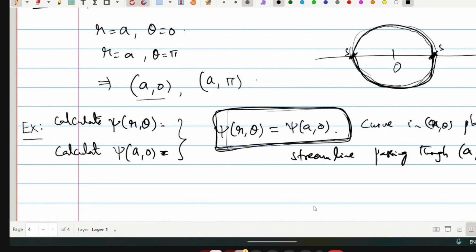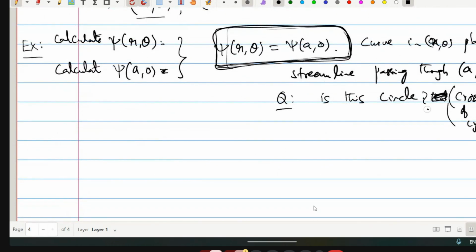Can you get this streamline and see whether this becomes a circle or not? So the question is, is this streamline a circle? What is the circle? The cross section of the cylinder that we are considering. So that is your question. If you do that exercise you will understand.